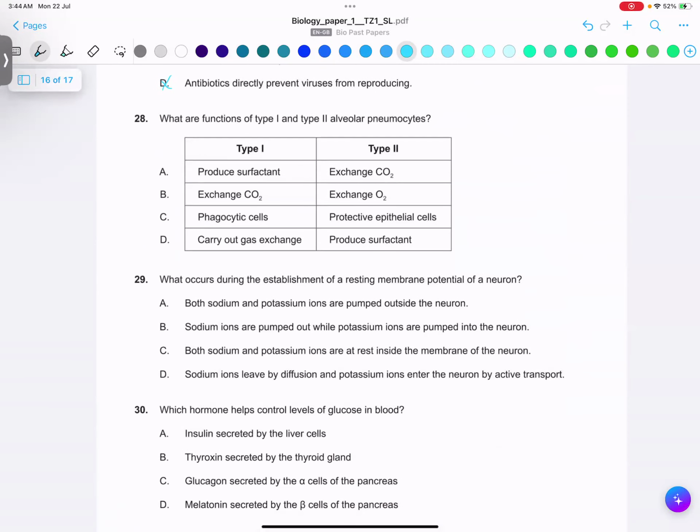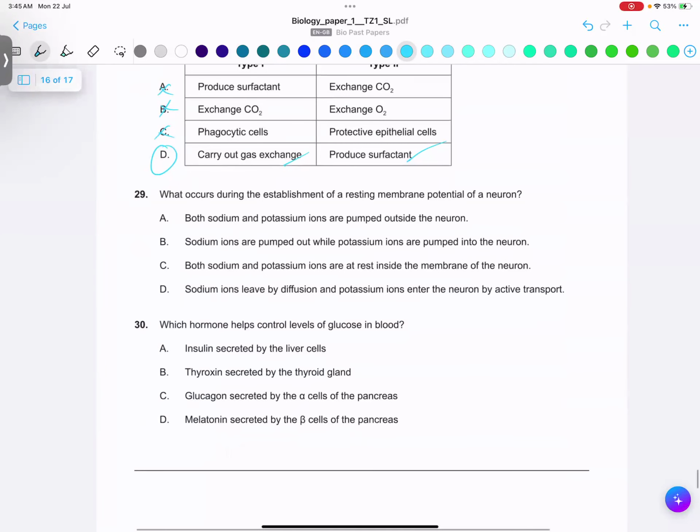Question 28. What are the functions of type 1 and type 2 alveolar pneumocytes? Okay, so basically, pneumonia is when the person begins having extreme fungus and cannot breathe. A, produce surfactant for type 1, exchange of CO2. No. B is exchange of CO2, exchange of O2. No. Phagocytic cells, protective epithelial cells. No. D, carry out gas exchange and produce surfactant. Yes. Our answer is D for question 28.